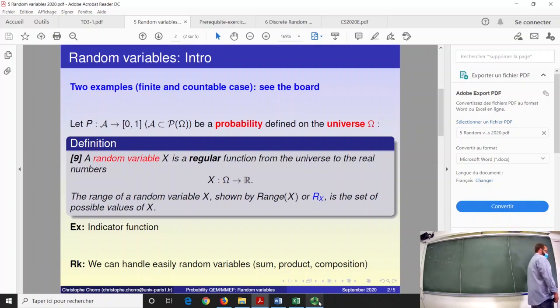What we have remarked in the first two examples was that when I have a random variable, I define a new probability. It's exactly what we are going to see now.